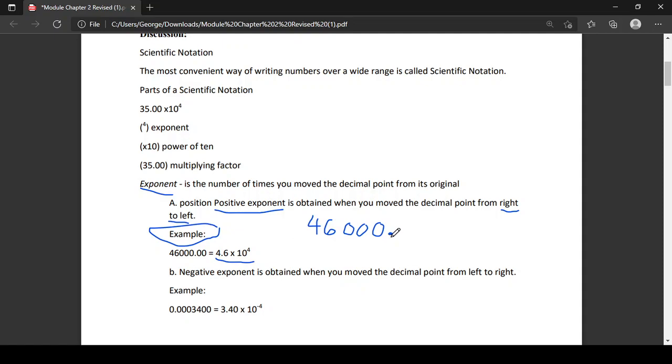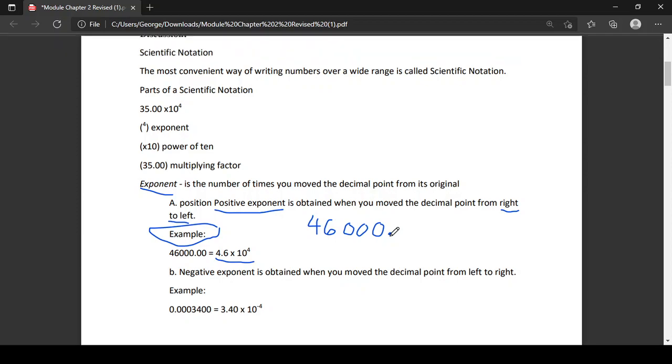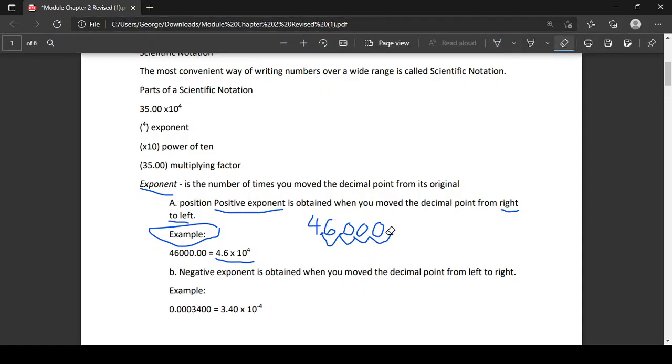So, kids, I will move from my decimal point. My decimal point, kids, is here. Do you see it? Yes sir. Okay, I will move, kids, from my right side to the left side. How do I do that? 1, 2, 3, 4. So from my decimal point here, to here. So, how many jumps did I make, kids? 4, sir. Four.